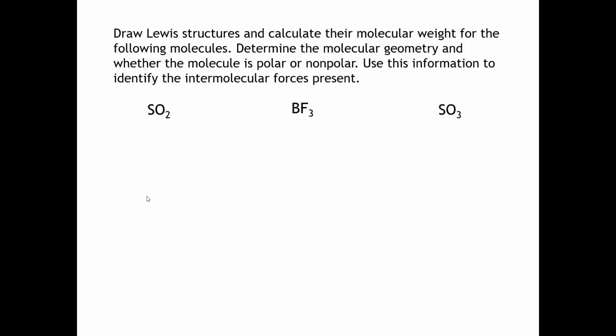Okay, how did you do? Well, let's go through the answers and see. All right, well, we can determine the molecular weights pretty readily. We just have to add up the weights of the atoms that make up the molecule. And from that, we see that SO2 and BF3 are almost the same, and sulfur trioxide is a bit heavier.